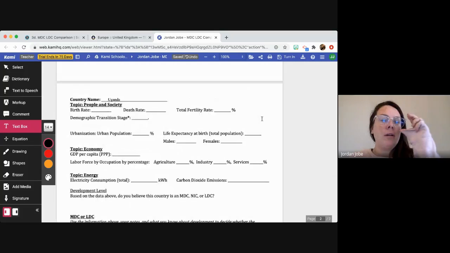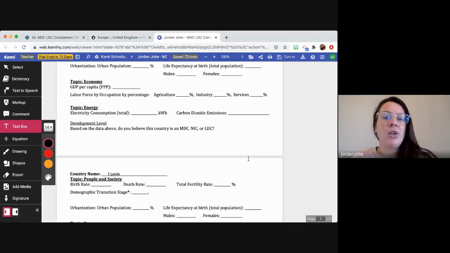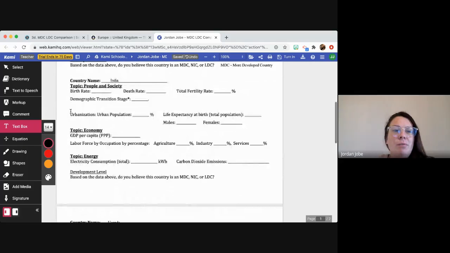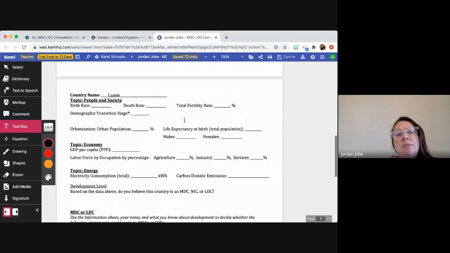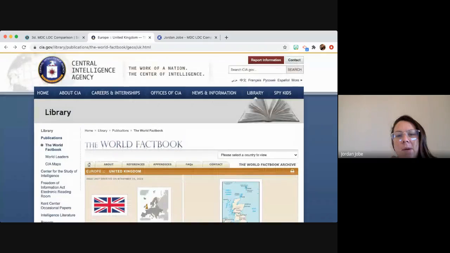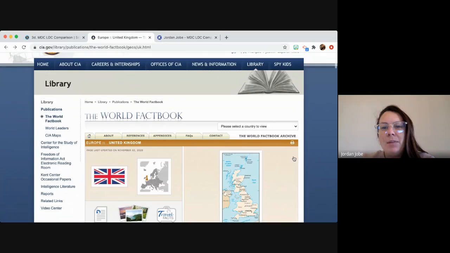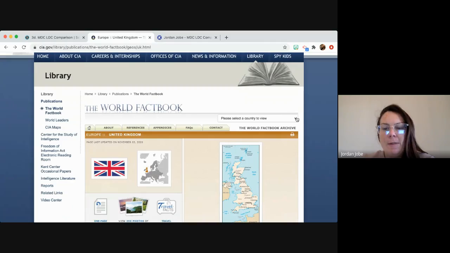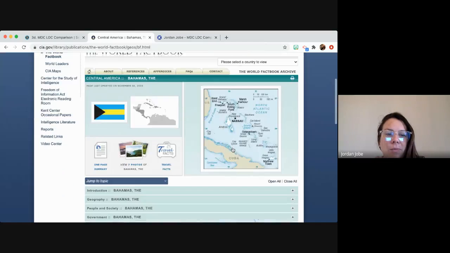So what you are going to do now is finish this worksheet. You are going to research a country that you think is an NIC, and then research a country that you think is an LDC using the CIA World Factbook website. When you go to search your country, don't search up here at the top. Choose from the drop-down menu here where it says please select a country. And then you can go through and choose whatever country you have selected for the next two.